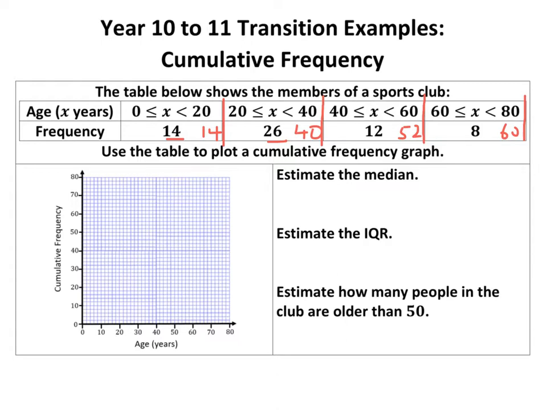Okay, now I plot those points, and I'm going to just change the colour. So I plot it, go along 20 and up to 14, along 40, up to 40, along 60, up to 52, along 80. So you're plotting at the top of the group. Alright, so here we go. So what is it? 20, 14.